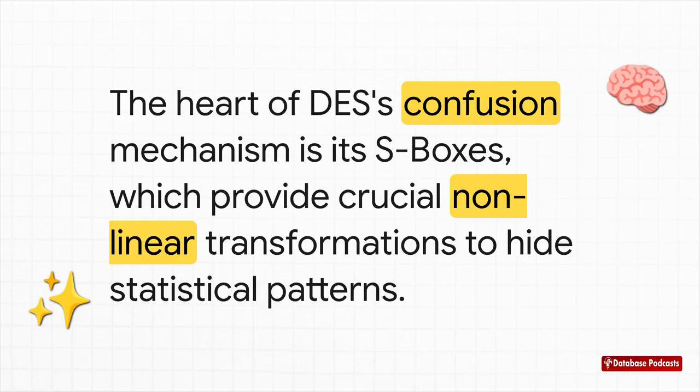You can just think of them as little lookup tables that swap bits around based on a fixed rule. But the crucial part is that this swap is nonlinear. That just means there's no simple math formula that connects the input to the output. And that means there are no easy shortcuts for an attacker trying to work backwards.